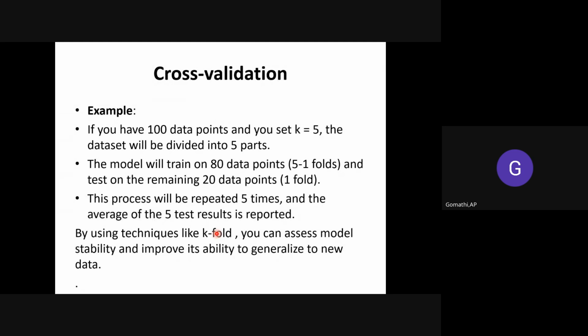So using the k-fold technique, we can assess model performance and also improve the generalization ability for a new data set. The main methodology behind cross validation is splitting the data set. We train on k minus 1 folds, or subsets, in the first iteration, and the remaining fold is used for testing. This process is repeated up to k folds.